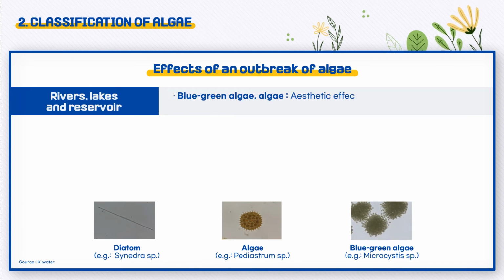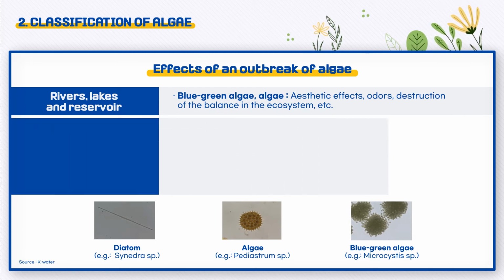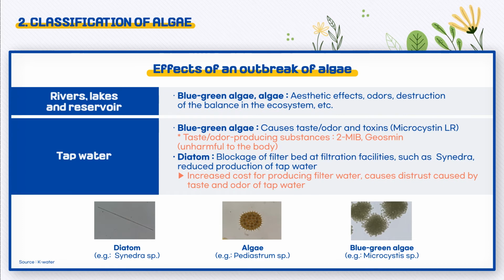First, there are aesthetic effects and the destruction of the balance of the ecosystem, such as odors, which occur in rivers, lakes, and reservoirs. In tap water, the formation of harmful blue-green algae causes safety threats from taste and odor-producing substances and toxins, and the outbreak of diatoms causes a decrease in the production of tap water due to a blockage of the filter bed at filtration facilities, and an increase in the cost of producing tap water due to an increase in the use of chemicals.